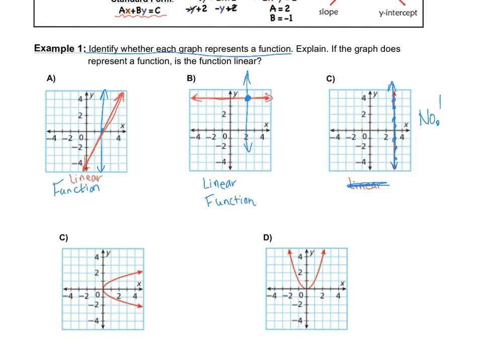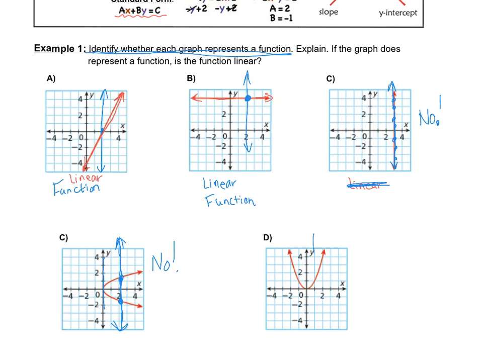Okay, in example C, I'm going to draw my vertical line to check my vertical line test. Well, I hit twice right here. So anywhere along this, I'm going to hit twice. Even this one where it looks like I'm only hitting one time, it doesn't matter because I've hit twice somewhere else on my vertical line. So this is not a function. It also wasn't linear, but the first part of the question is identify whether it's a function.